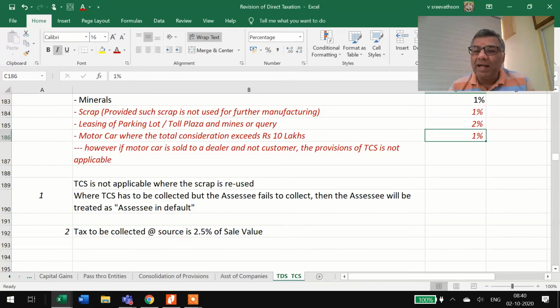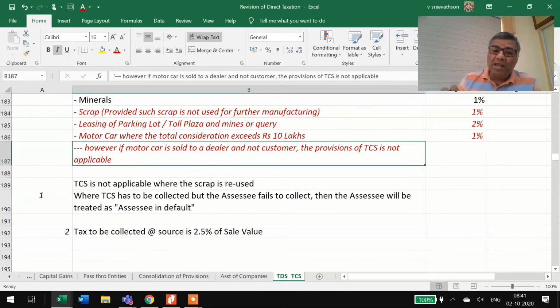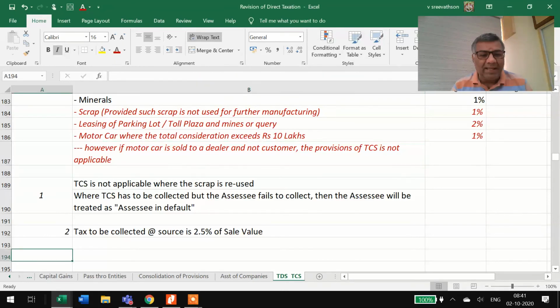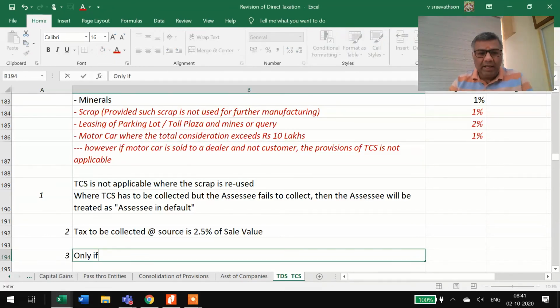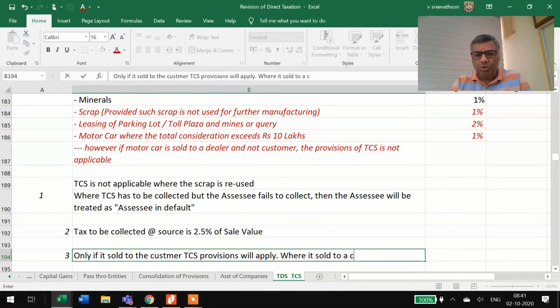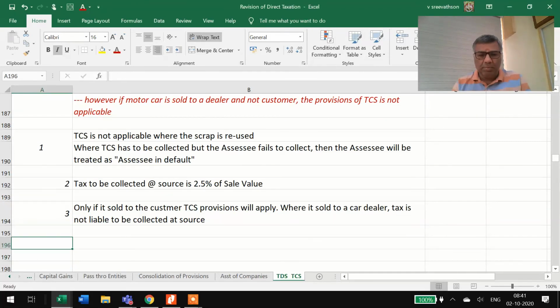Motor car where the consideration exceeds 10 lakhs, but however, if the motor car is sold to a dealer and not to the customer, only if it is sold to the end customer, TCS provisions will apply. Where it is sold to a car dealer, tax is not liable to be collected at source.